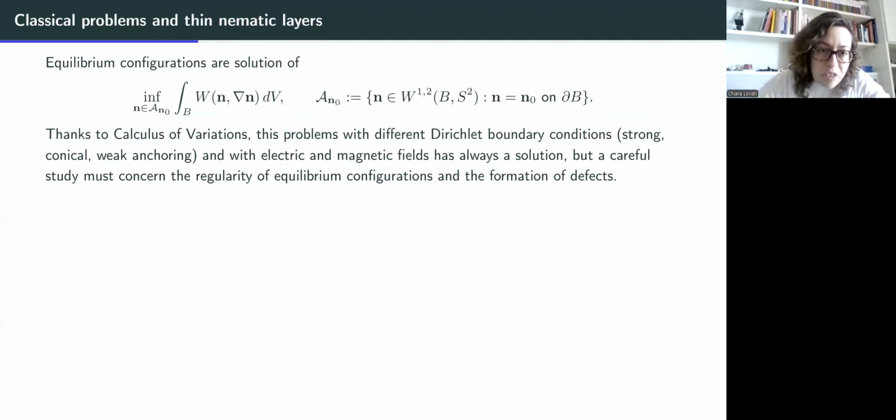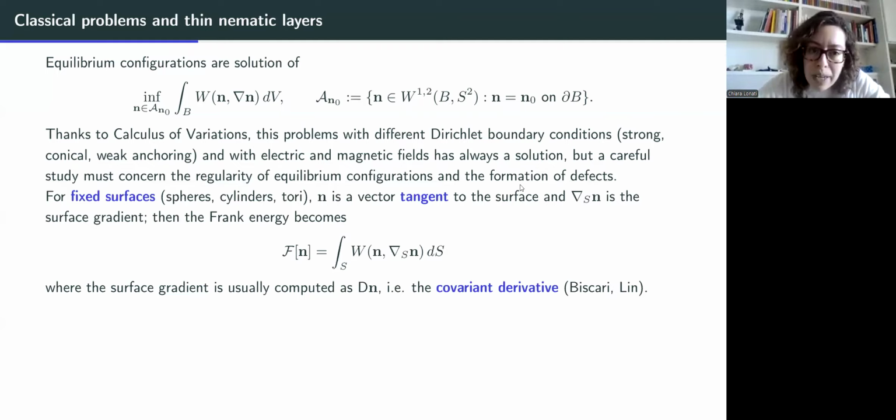So, in particular, these results are obtained mainly for fixed surfaces, and n is always considered a vector that is tangent to the surface. And so here, the basic gradient that we consider is the surface gradient. However, what does surface gradient mean? This is a subtle question because there are different options. So the first that was used in many, many works is the covariant derivative. So the surface gradient of n, if computed with the covariant derivative, takes into account the fact that the surface is curved in space. So it is not a flat surface, it is curved in space.